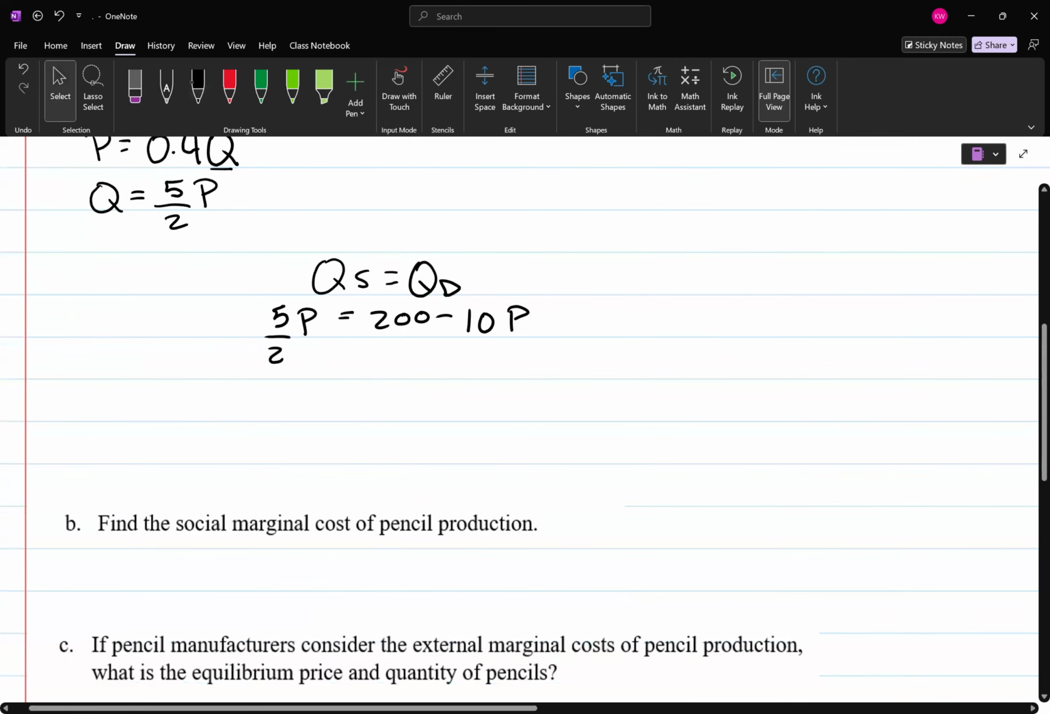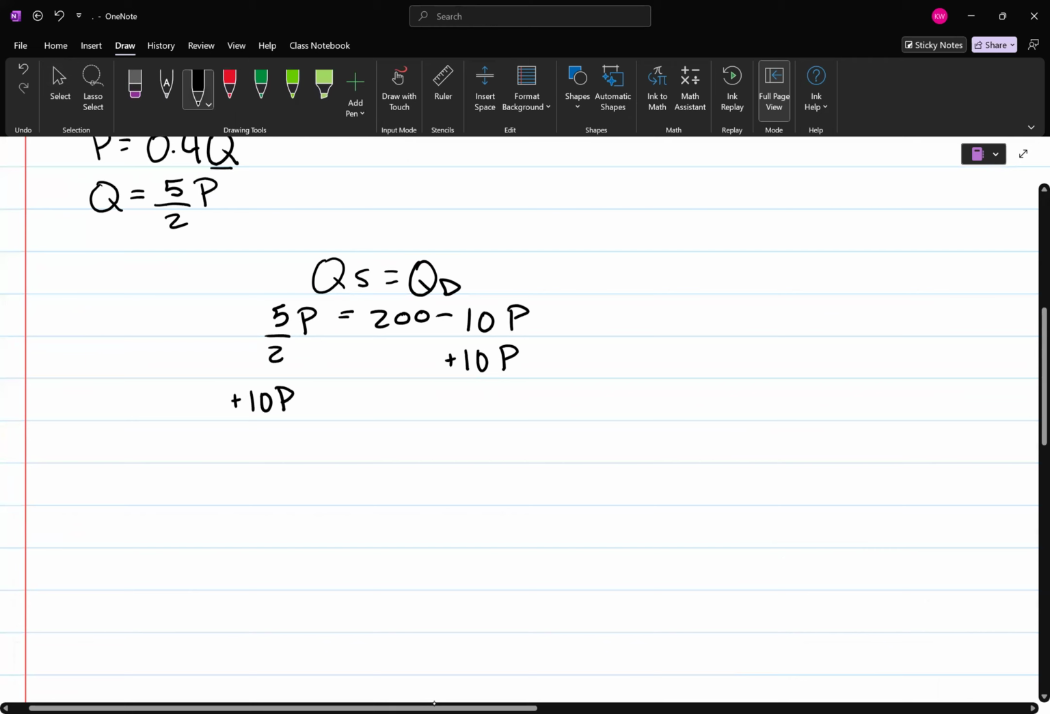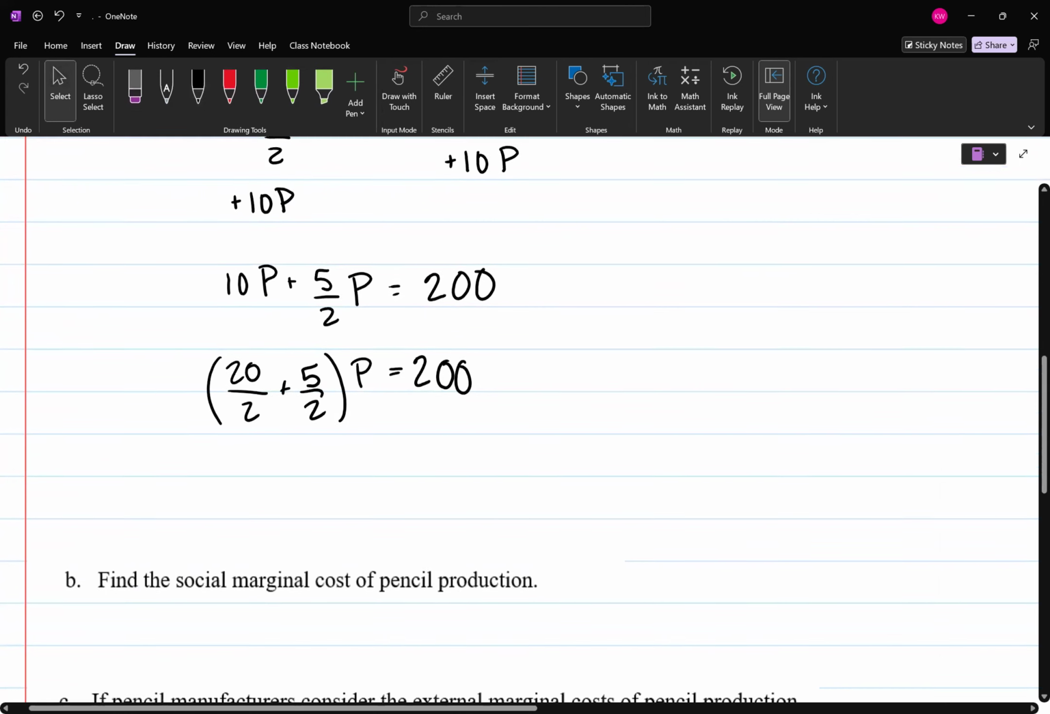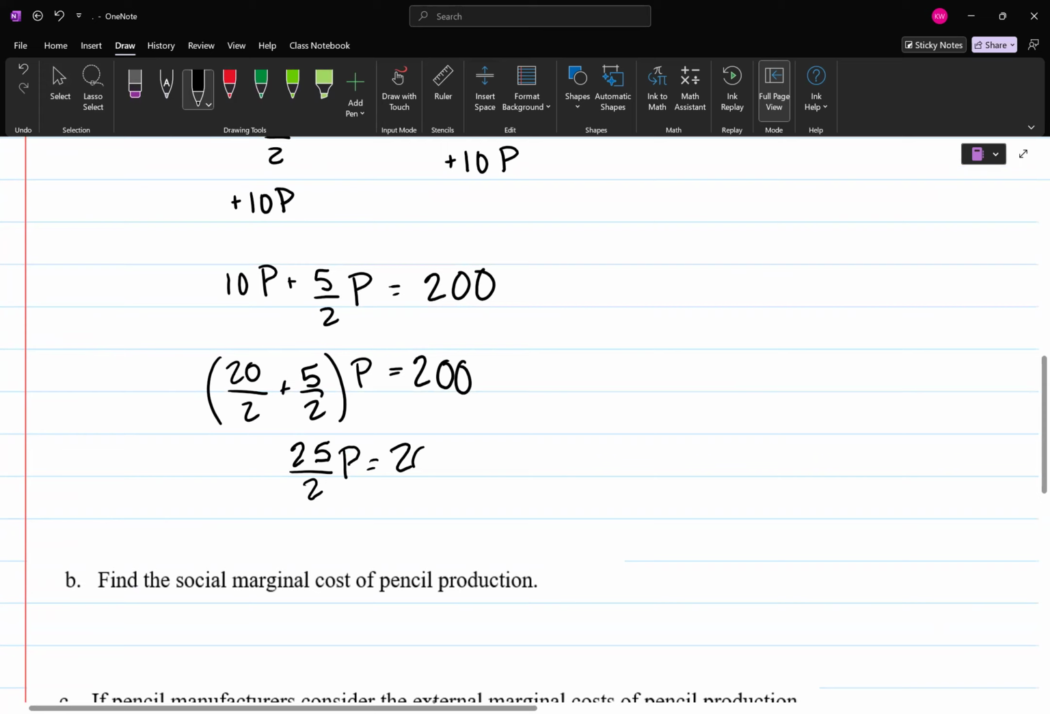We're going to add 10 times the price to both sides such that we get 10 times the price plus 5/2 times the price equal to 200. We can convert 10 into a fraction with 2 in the denominator by multiplying it by 2 over 2. So we get 20 over 2 plus 5 over 2, all multiplied by the price, equal to 200. So that gives us 25/2 times the price equal to 200.